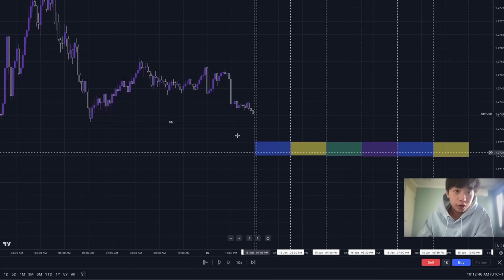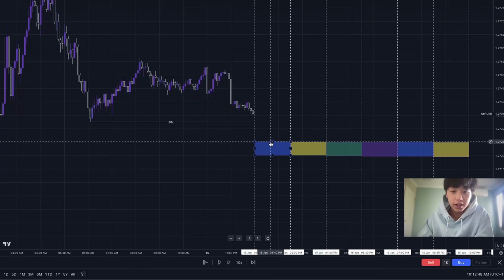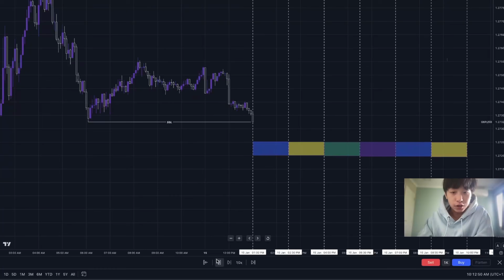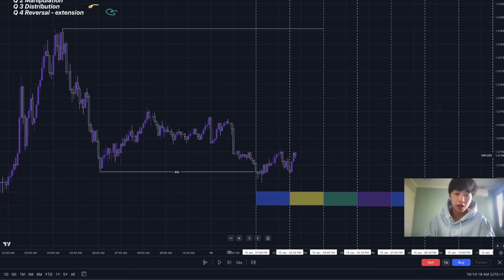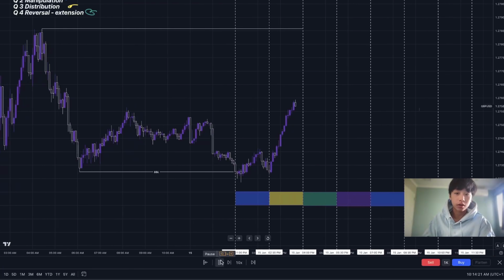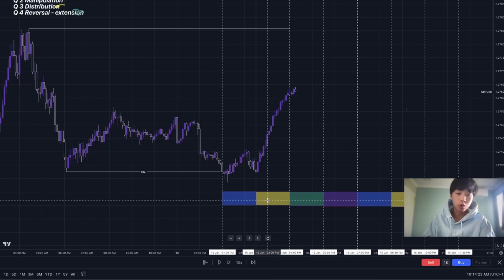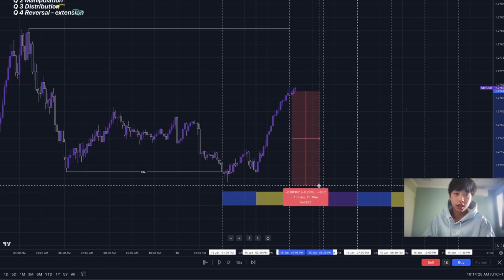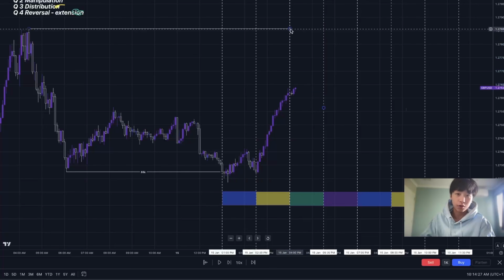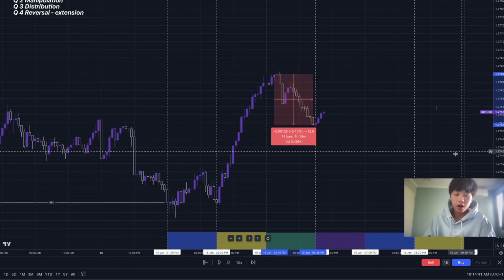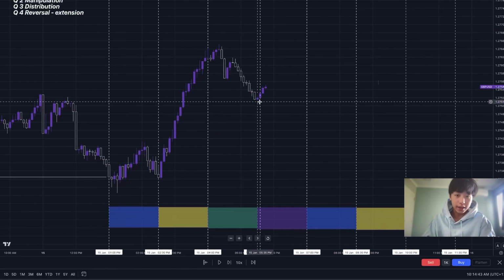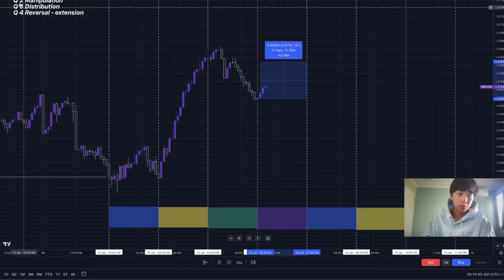So yeah, our first phase that we come into today was manipulation. As you can see, it clearly manipulates this level of sell side liquidity. Manipulation, cool. Where are we going? To the upside. Cool, that's distribution. We're either going to reverse again or we're going to keep extending to this level of buy side liquidity. So we reverse for a bit right here, and now we're back into, what do we expect?